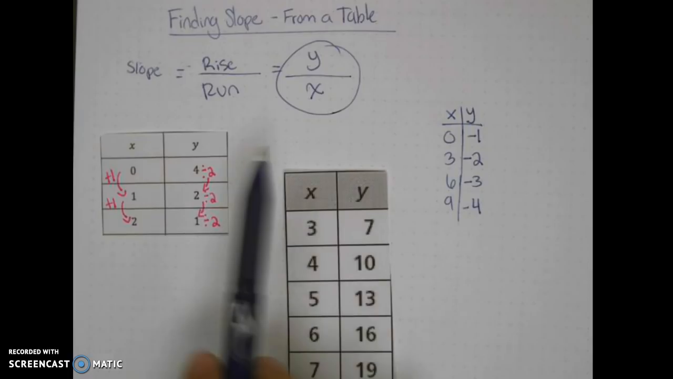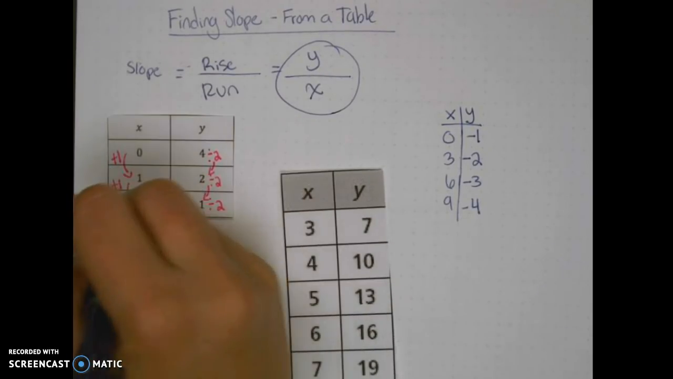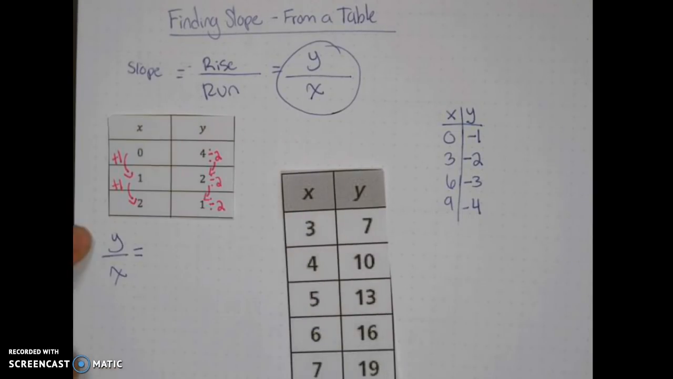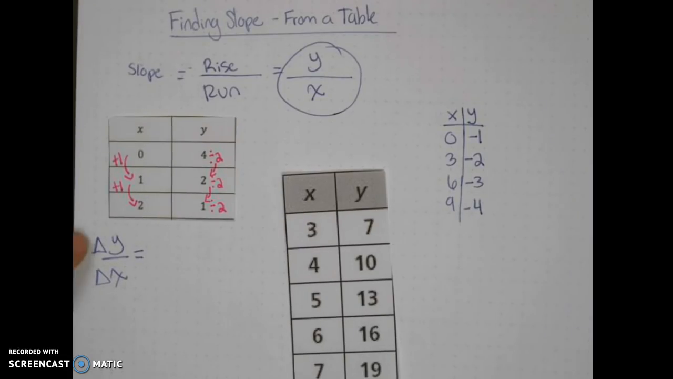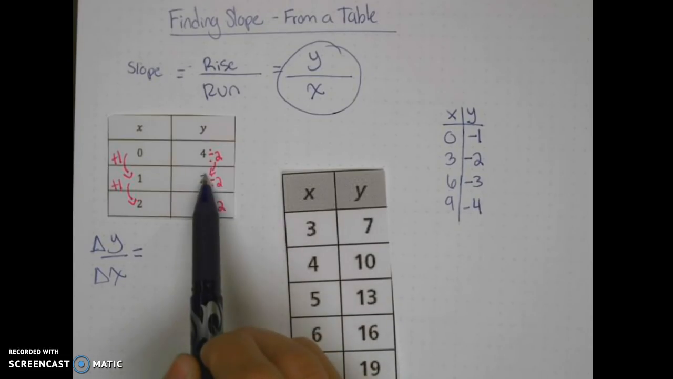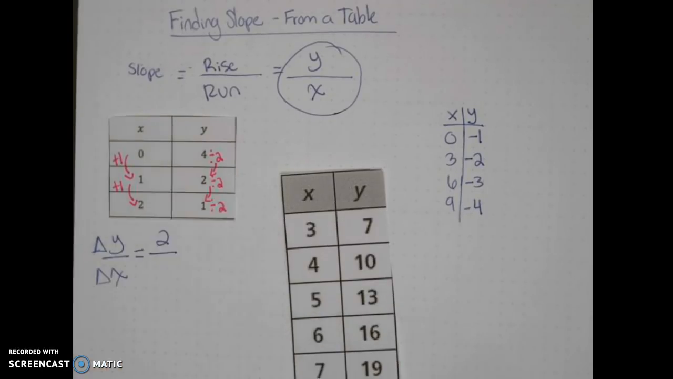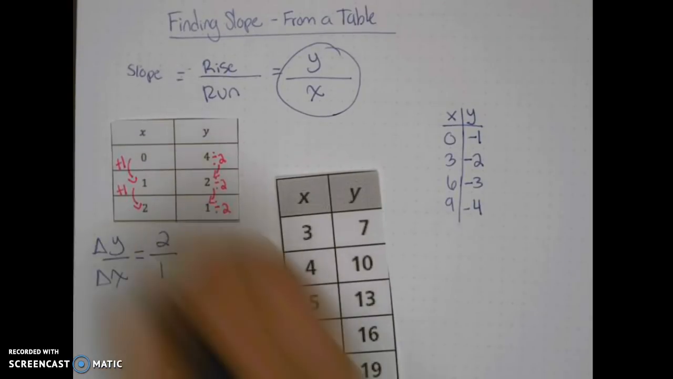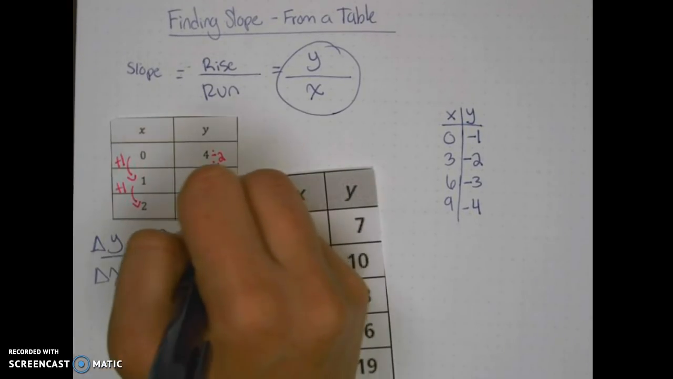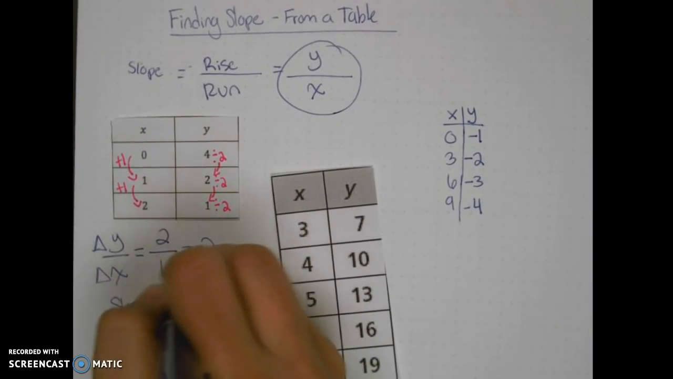So I know that my slope is y over x. So y over x, the change in y over the change in x, that's what this little triangle means. It's the change, so the change in y over the change in x. So we are dividing by 2 on the y side, so I know it's going to be 2. And we're increasing by 1 for the x's. So 2 over 1, which would just give me 2. So the slope of this line is just 2.